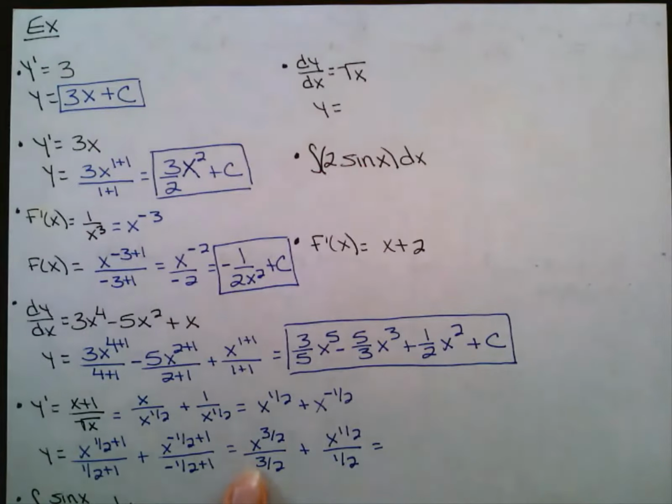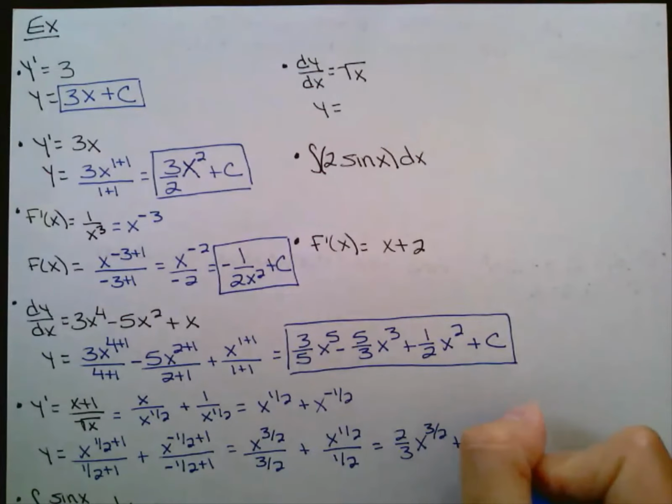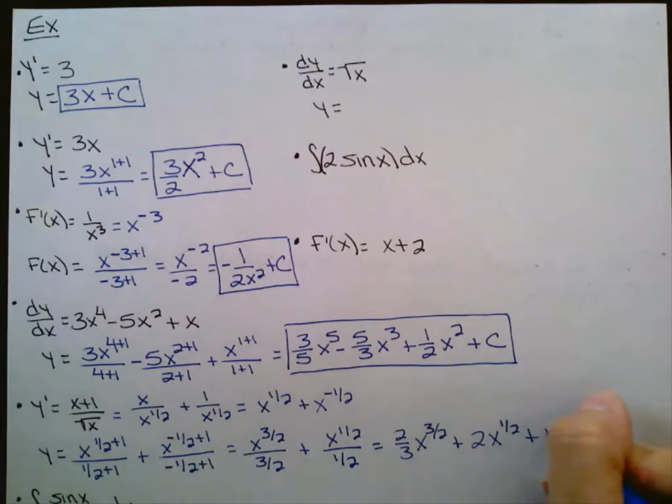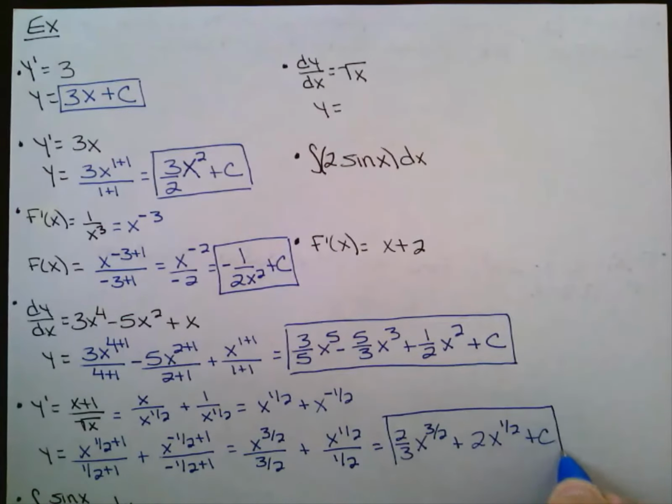So the flip of 3 over 2 is 2 over 3, and I'm going to multiply that to the front. So 2 over 3, x raised to 3 over 2, plus, if I flip and multiply, I'm multiplying a 2 over 1, x to the 1/2, and I put my plus c. No need to change those exponents back into radicals.